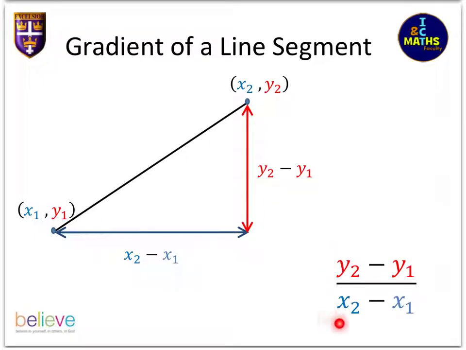So to find the gradient, I will be doing this calculation. I want to know the change in the y direction divided by the change in the x direction. We normally use the letter m to represent gradient. So m equals y2 minus y1 over x2 minus x1.